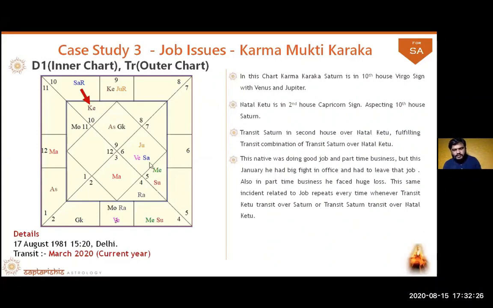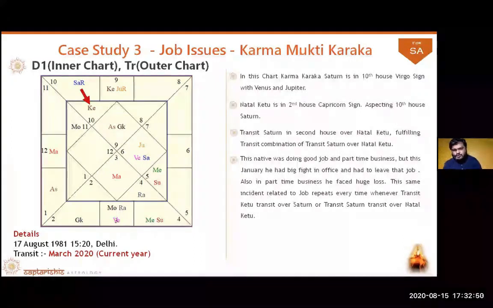In the natal chart, Saturn is in the Virgo sign in the 10th house. Also Venus, who is the lord of the 6th house, is with Saturn. It means problems, disputes, especially fights. In the workplace we can predict this. So for this we can use the nakshatra and all these things.